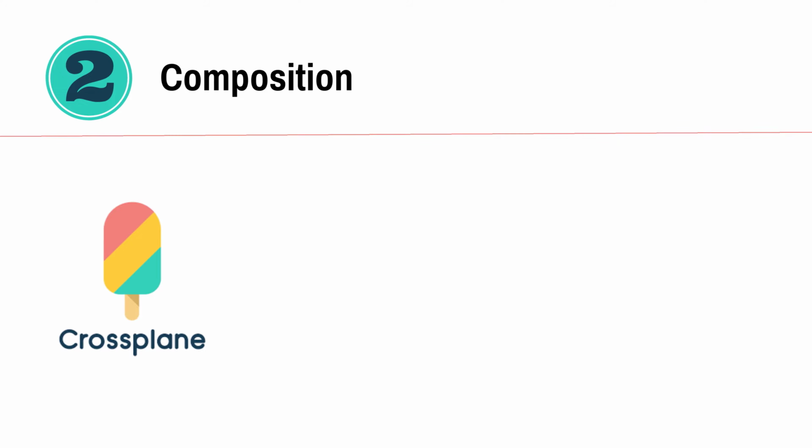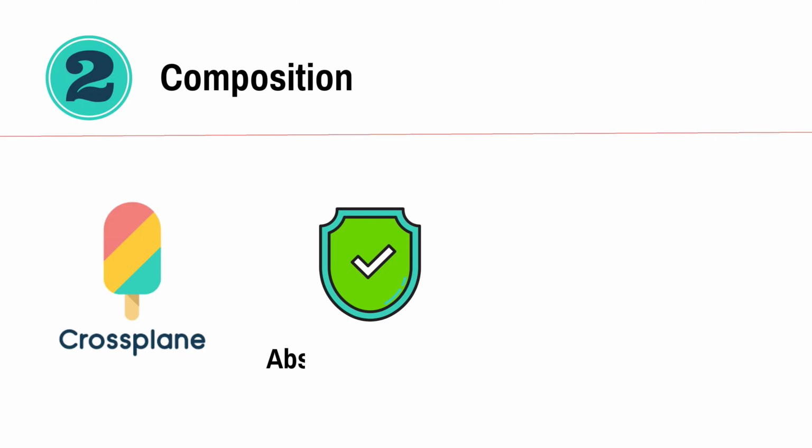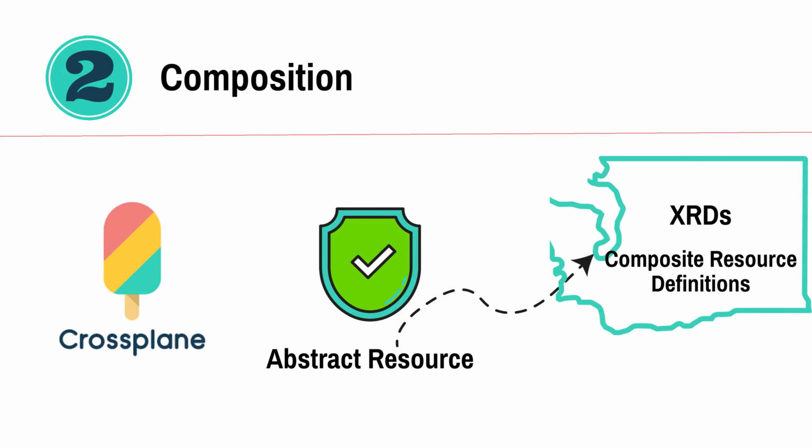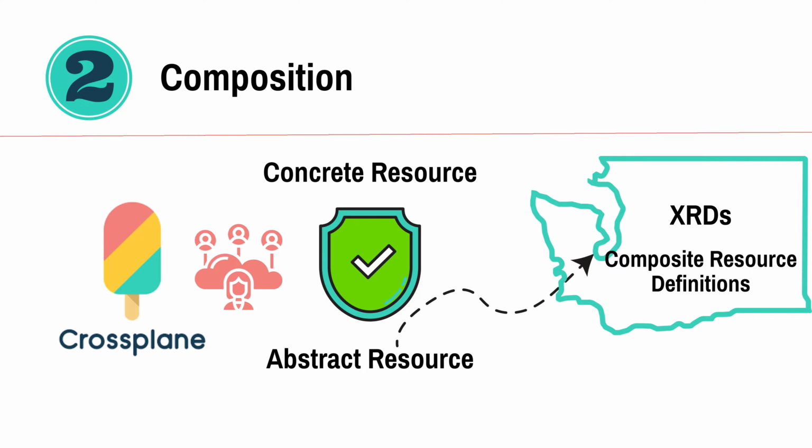Crossplane's composition feature allows you to define abstract resources known as XRDs, or composite resource definitions, which can then be mapped to one or more concrete resources in the underlying providers.